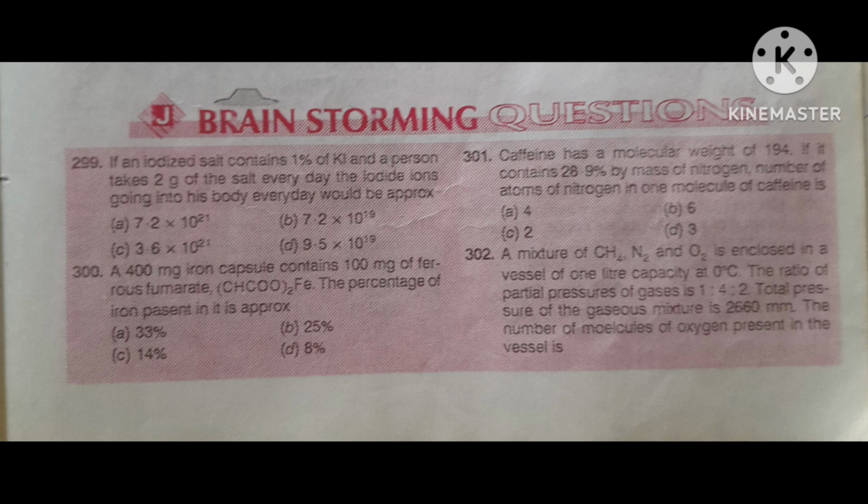One more time, I am reading the question. Caffeine has a molecular weight of 194. If it contains 28.9% by mass of nitrogen, the number of atoms of nitrogen in one molecule of caffeine is: first option 4, second option 6, third option 2, fourth option 3.